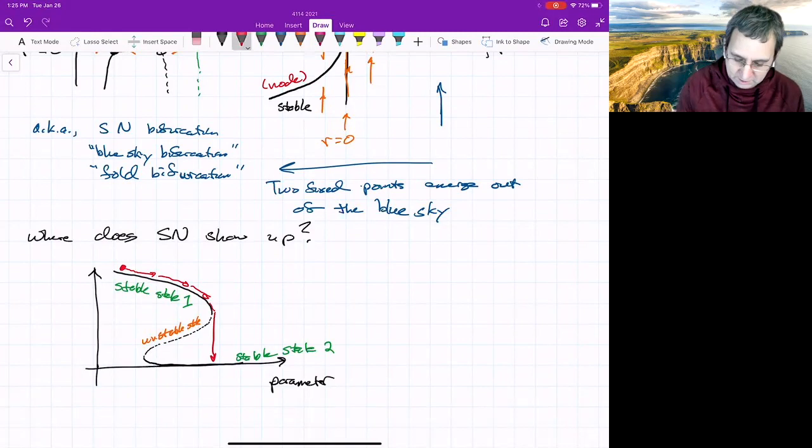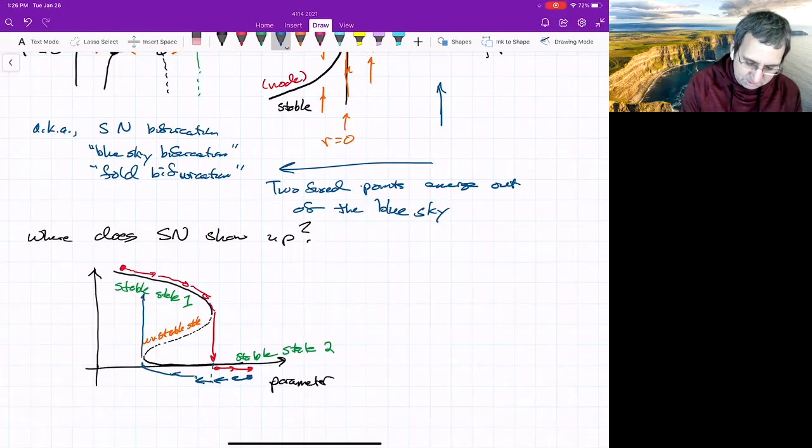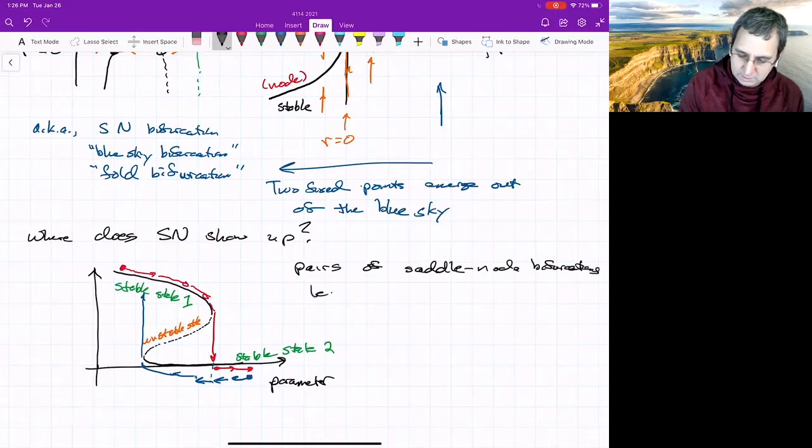And so this is where it's typically seen. And if I keep increasing my parameter, well, now I'm on this branch. And if I were to now decrease, let me draw that in another color, blue. If I start here, I'm on stable state 2, I go back. Now I go past this bifurcation point, and I'm still on stable state 2 until I get to this point, and then I jump up to stable state 1. And this is where pairs of saddle-node bifurcations lead to hysteresis.